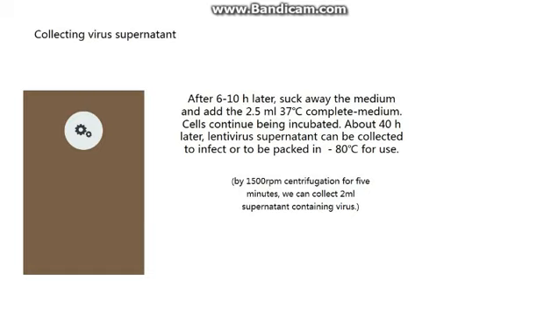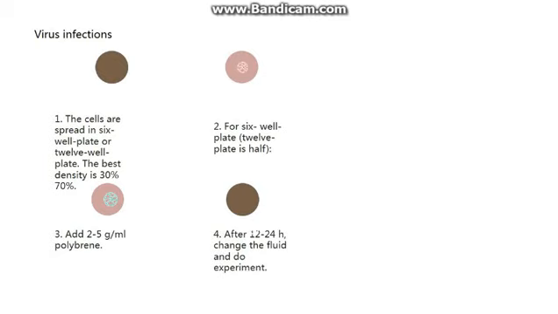Collecting virus supernatant. 1. The cells are spread in a 6-well plate or 12-well plate. The best density is 30% to 70%. 2. For a 6-well plate; for a 12-well plate it is half. 3. Add 2 to 5 micrograms per milliliter of polybrene. 4. After 12 to 24 hours, change the fluid and do the experiment.